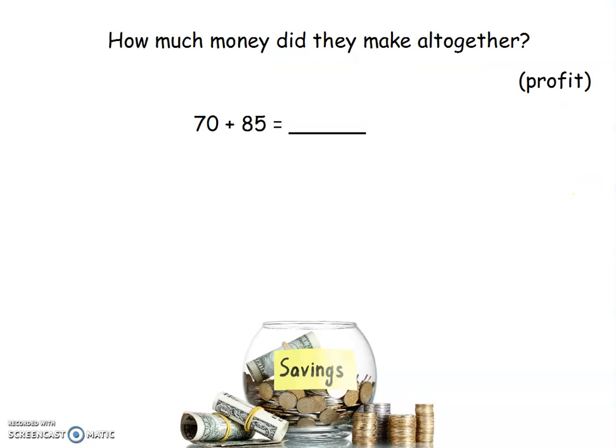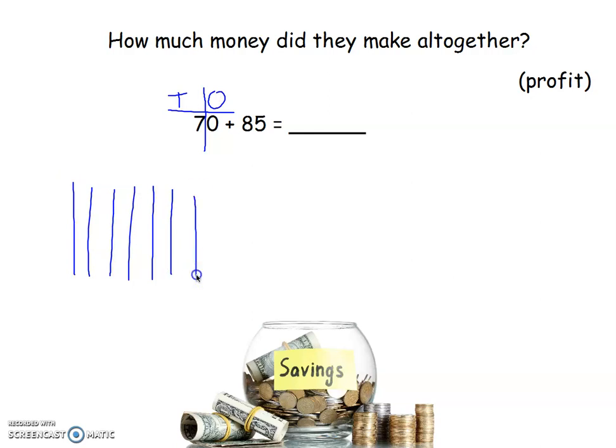All right. So you can go ahead and draw your 10s and 1s again if you need to, so that you can count out all of your 10s and then count out all your 1s. So we'll start with 70. So 10, 20, 30, 40, 50, 60, 70.